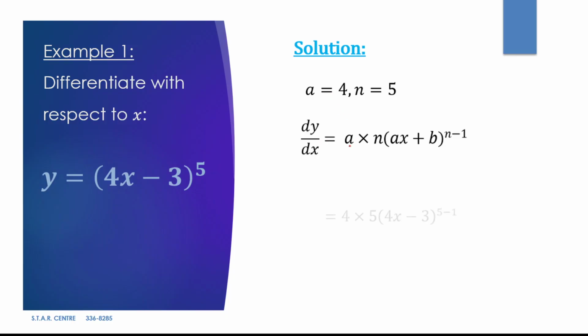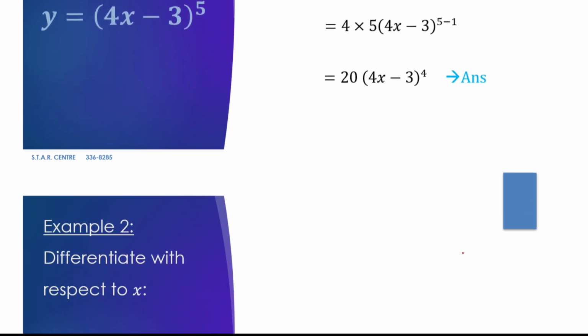So a is 4, n would be 5, ax plus b is the same function inside the brackets, 4x minus 3, same in the brackets, and n minus 1 would be 5 minus 1. Simplifying, 4 multiplied by 5 gives 20, brackets again remain the same, and simplifying the power, 5 minus 1 is 4. So this is our final answer.